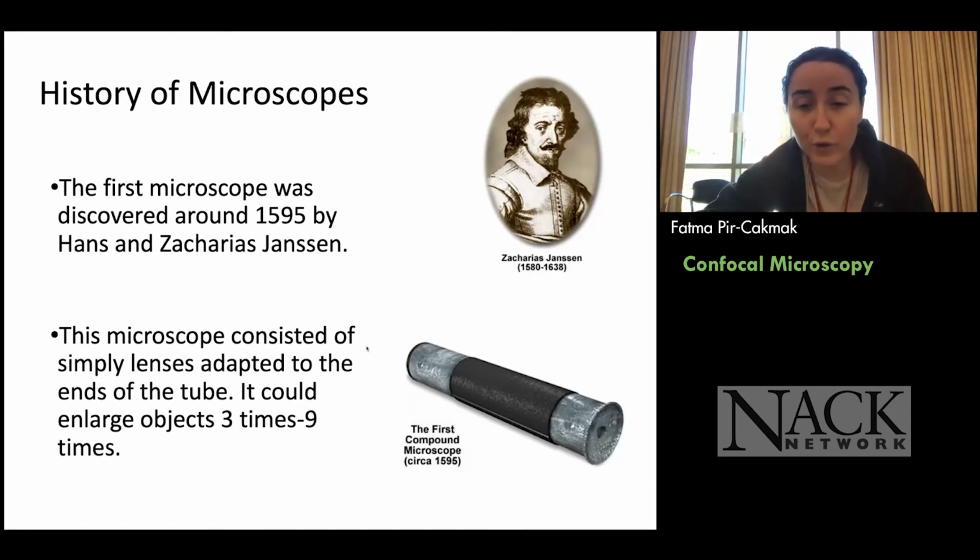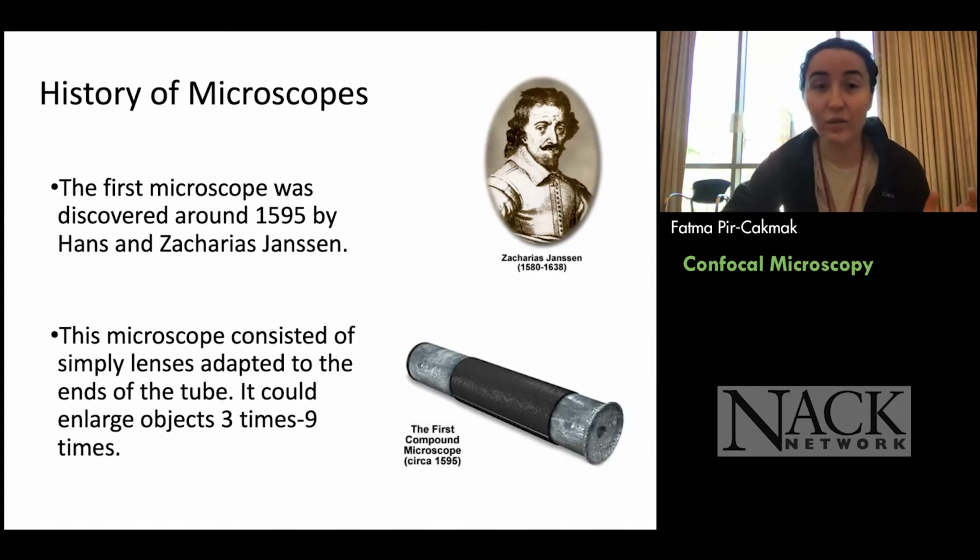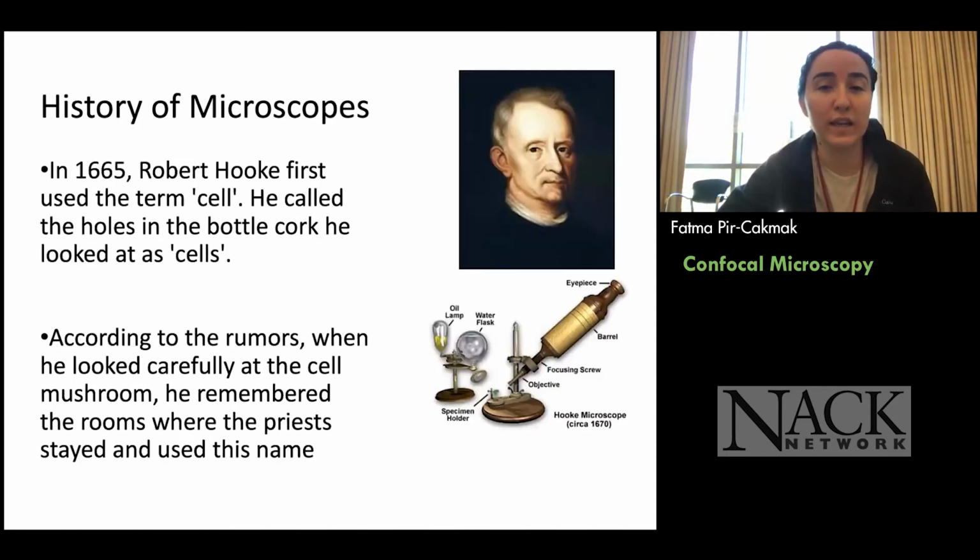And this is the first compound microscope. It just has a simple lens adapted at the ends of the tube, and it can only enlarge objects 3 or 9 times more. You can see here the lenses, and this is just a tube. That's how it started. This is, of course, still a very exciting discovery. This is the start of how we are looking at these small things, right?